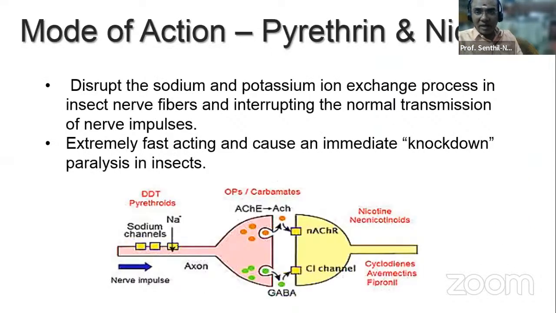So the mode of action of pyrethrin combined with nicotine disturbs the sodium and potassium ion exchange process in the insect nerve fiber, as with other organophosphates and organochlorides. So it interrupts the normal transmission of nerve impulses. The nerve impulse is very important for locomotion, and these are extremely fast acting and cause an immediate knockdown, that means immediate paralysis to the insects. So here is the diagrammatic representation of DDT and also other agents, mostly these acetylcholinesterase inhibitors.